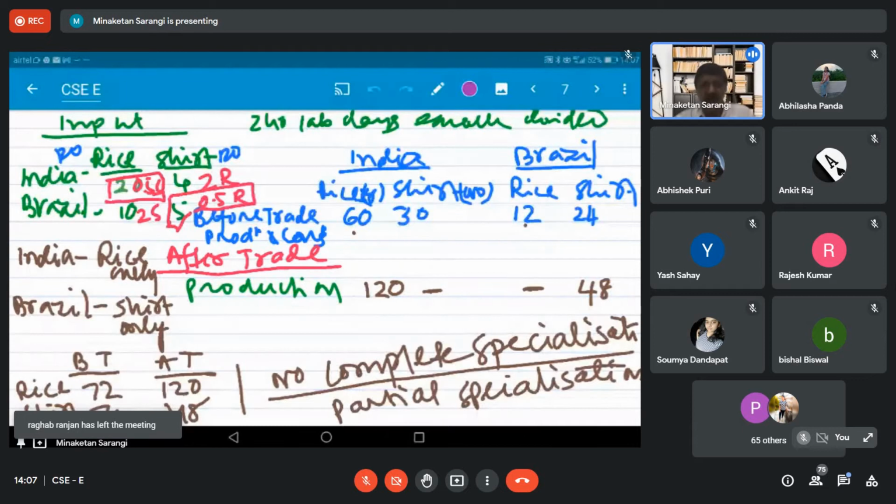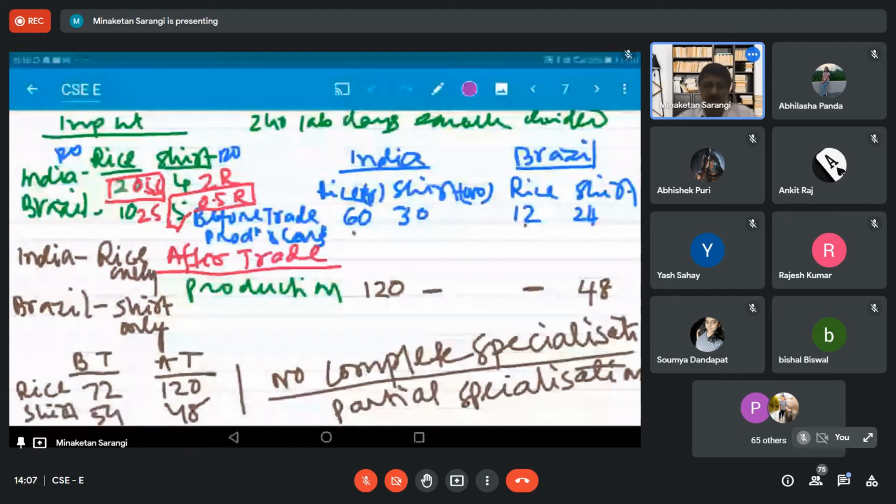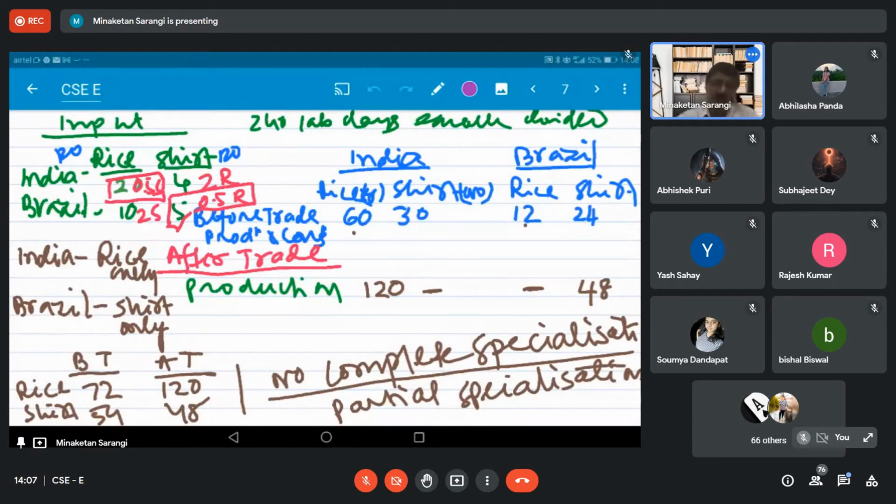So in this situation, the theory of absolute advantage will not help in finding out the gain from trade, because under this situation, trade is not possible since one country is producing both the commodities and the other country is producing none. Then we find out what is the comparative advantage of a commodity enjoyed by a country.